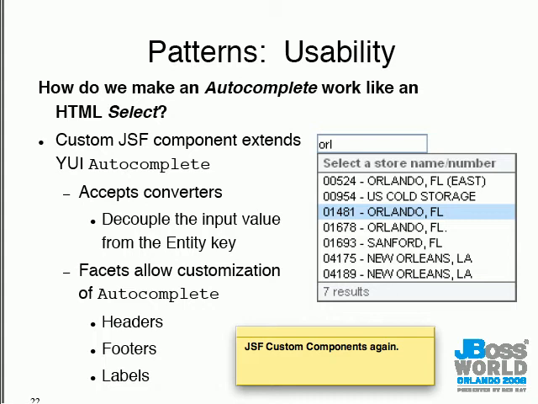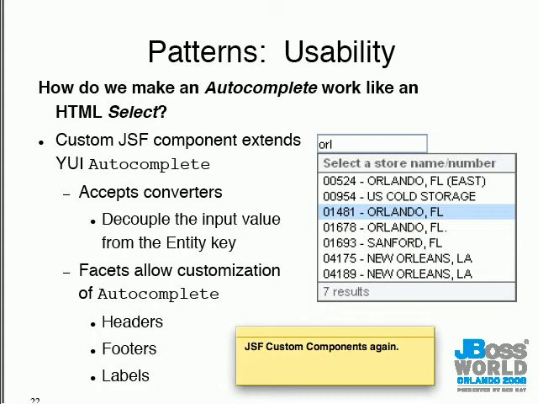But we wanted an autocomplete to behave the same way, so we would display in the input field the friendly text, but then in the background we have the primary key information that we can then post with our page. So we built a custom JSF component extending Yahoo UI's autocomplete tag to get our nice little functionality there. There wasn't really an autocompleter that we were satisfied with back when we were working on this last year. It accepted converters. We could decouple the input value from the actual entity key.